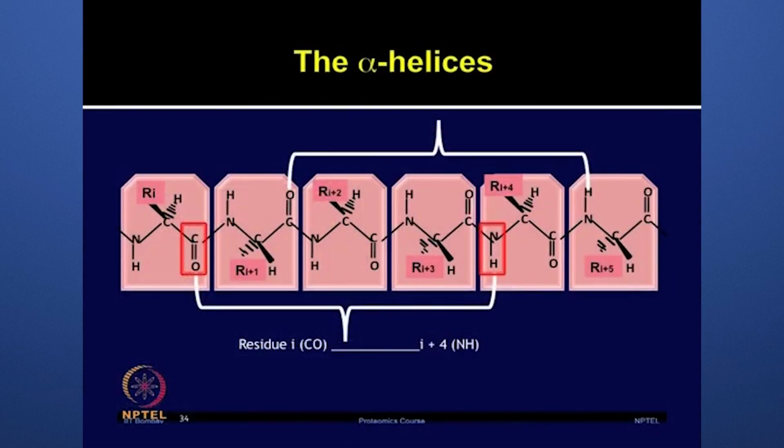The alpha helix is stabilized by hydrogen bonds. So, the carbonyl group of each amino acid forms hydrogen bonds with the NH group of the amino acid four residues ahead in the sequence, as you can see in this figure here.